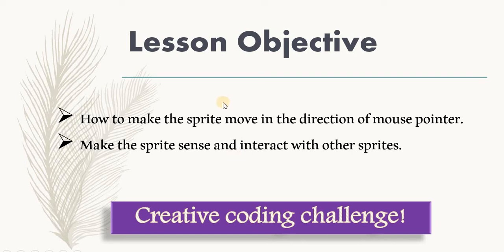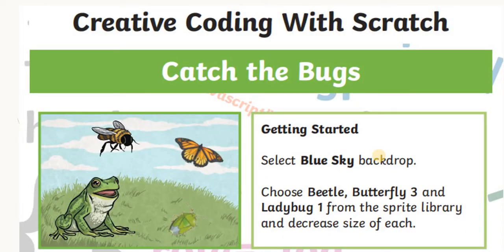In today's lesson you are going to see how to make the sprites move in the direction of the mouse pointer and how to make the sprite sense and interact with other sprites. Today's creative coding challenge is catch the bugs. Let's look at the scenario.